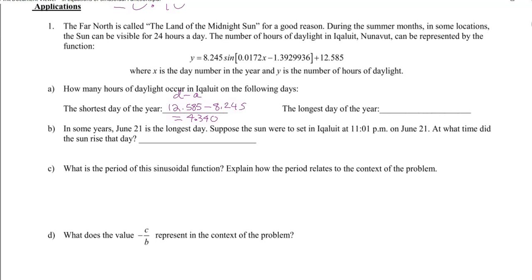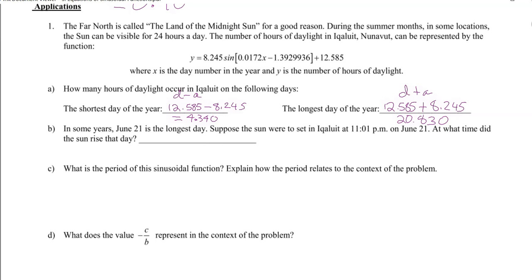Longest day of the year. How do we get the number of hours of daylight for the longest day? D plus A. So 12.585 plus 8.245. Okay, 0 carries 1, 13 carries 1, 7, 8. 20.83 hours. So 0.8 of 60 would be like 48. So it's about 20 hours, 50 minutes, just shy of 21 hours of daylight on the longest day of the year.